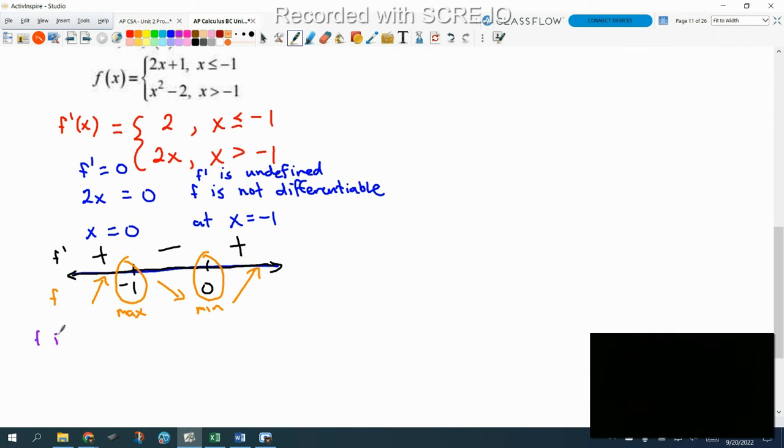So f is increasing on -infinity to -1 and 0 to infinity. And we know that because f prime is greater than 0 on those intervals.